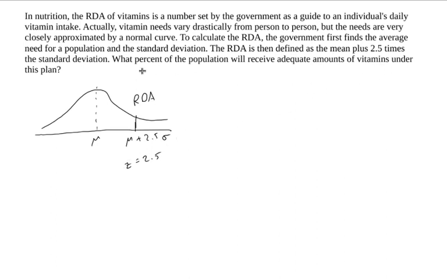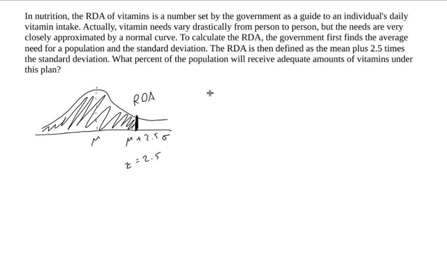If we're trying to figure out what percent of the population will receive an adequate amount of vitamins under this plan, we're asking: if this is the amount they're taking, are they getting enough? Everyone who requires a lower amount of that vitamin is getting enough. If they take the mean plus 2.5 standard deviations, they're going to get enough. So really this is asking what is the area to the left of z equals 2.5.